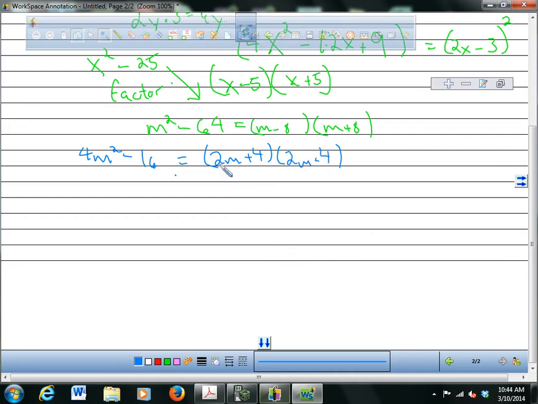Very nice. Because this times this is 4m squared. This times this is negative 16. And the two middle terms, if I did FOIL those out, right, they would cancel each other out. See? Yes? Good? All right. So let's try one more. You try. And then I get to teach you one more thing. Two more things. They're quick though.